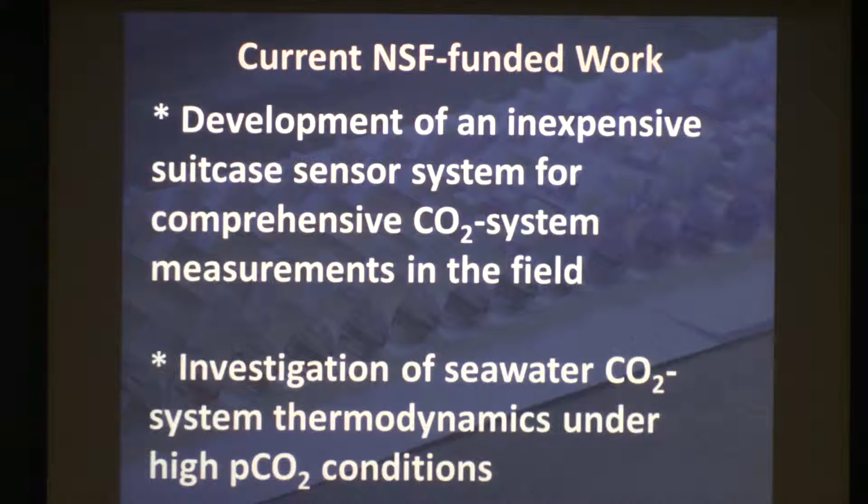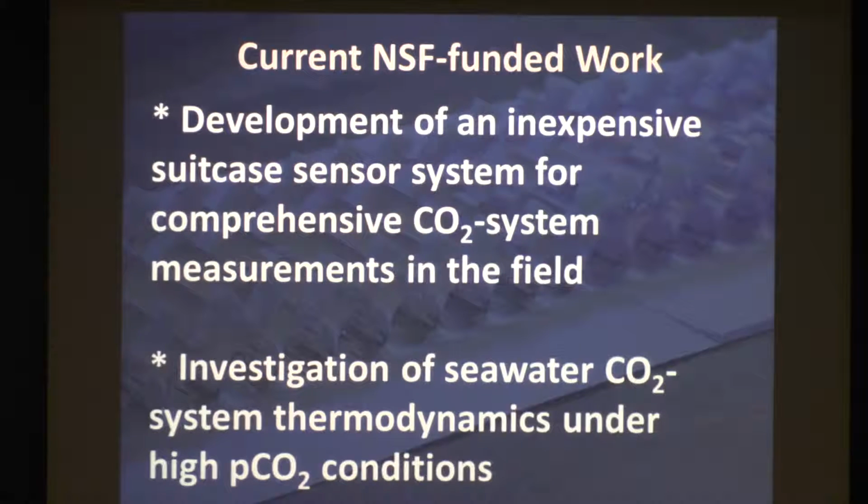So our current NSF-funded work in this area of research involves, with SRI St. Petersburg, the development of an inexpensive sensor system where we can put everything in a Pelican case. Somebody can trundle it off to a seashore someplace, open it up, put it in the water, turn it on, and measure all 4 CO2 system measurements very simply. So that's one project that we have going.